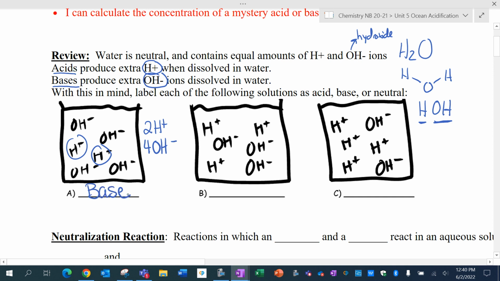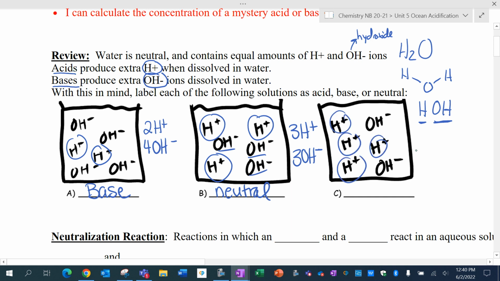This middle solution contains 3 hydrogen ions, and it contains 3 hydroxide ions. So if the amount of hydrogen and hydroxide are equal, this solution is neutral. And then over here on the right, this solution contains 4 hydrogen ions, and then only 2 hydroxide ions. So this solution is going to be acidic.